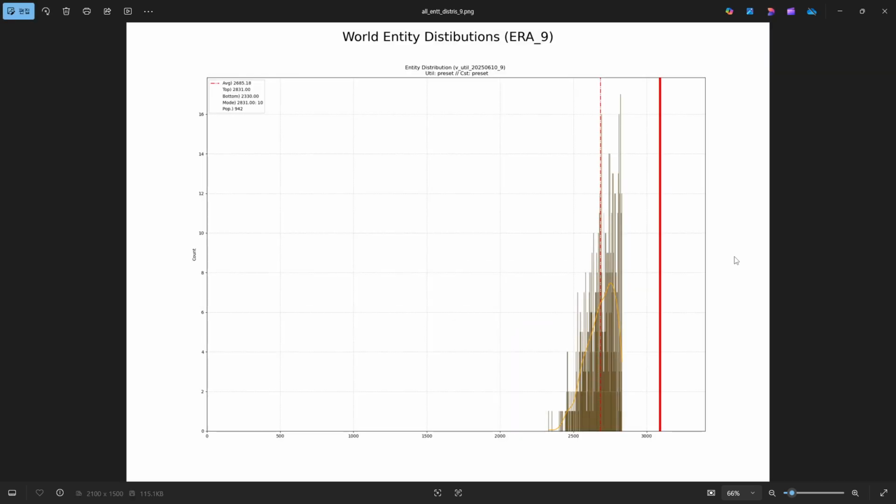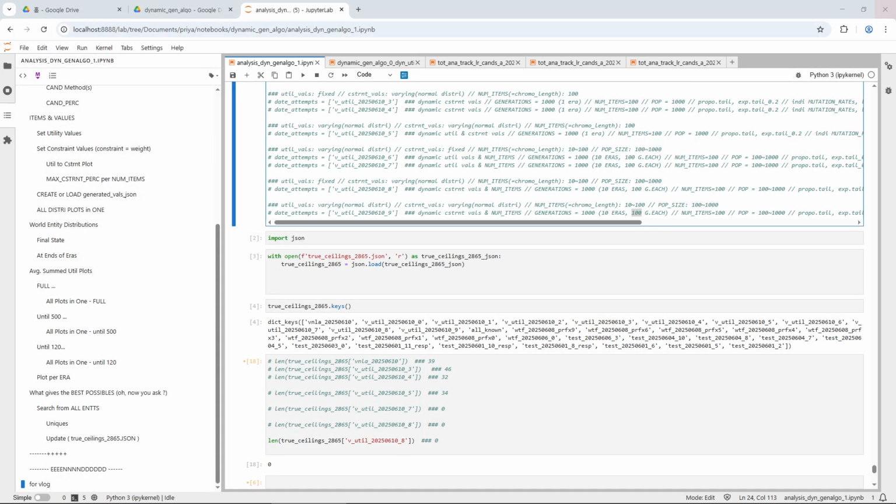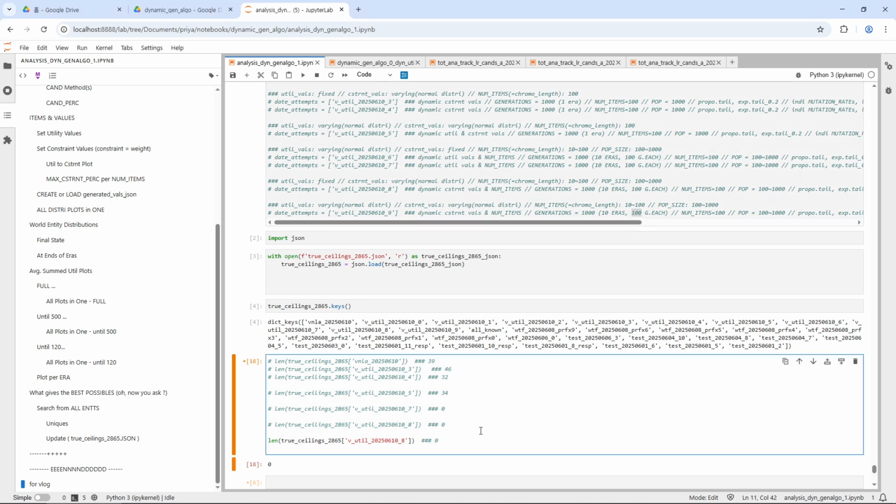So again, quite similar to what we've been saying. And how many unique true ceilings have I been gifted with? Let's find out. 7. Yeah, somehow this kind of works.